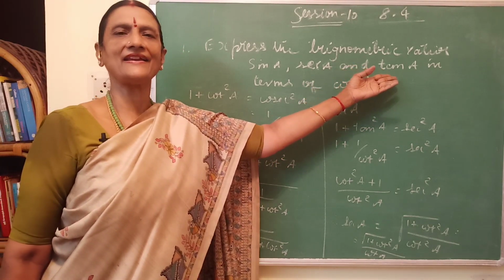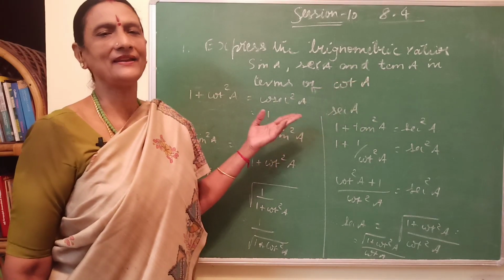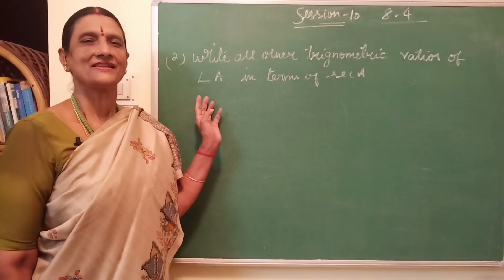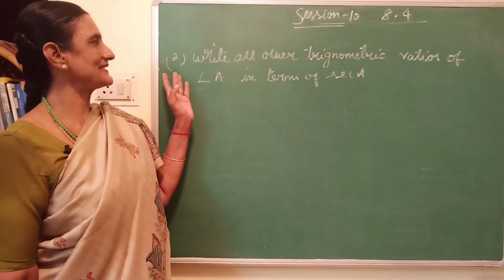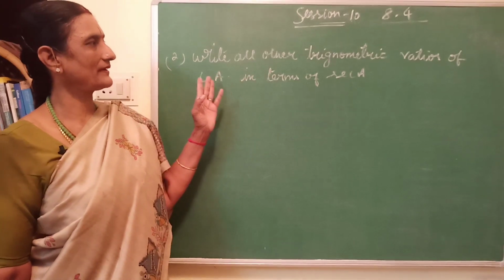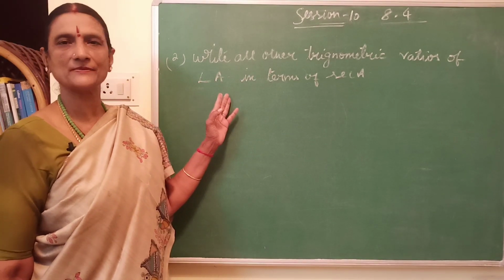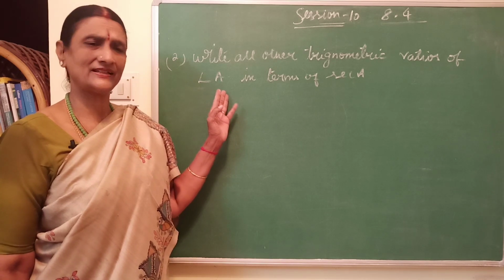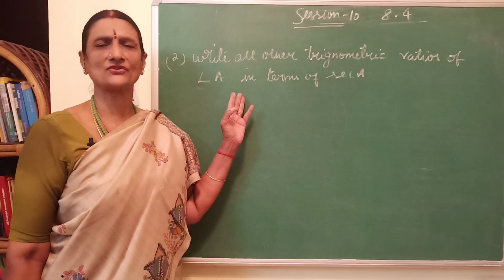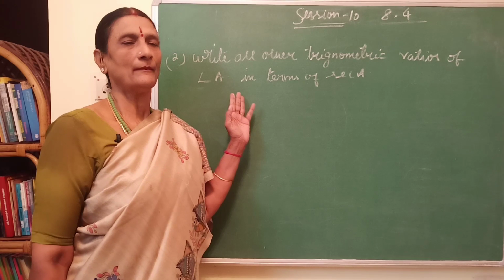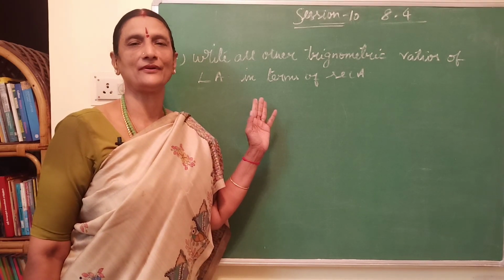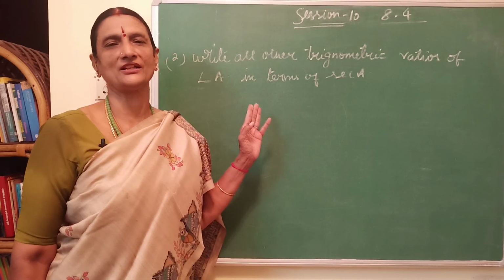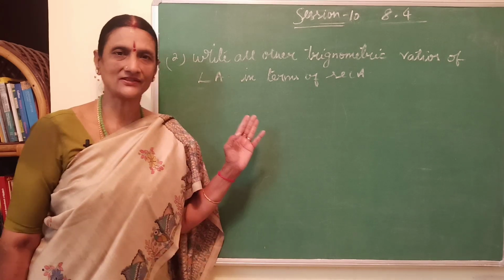So we can rewrite tan A as 1 by cot A. Finish. Children, we will move on to the second sum. Write all other trigonometric ratios of angle A in terms of secant A. Just like how we did our first sum, we have to use the same method. By using the identities, we will be able to write one trigonometric ratio in terms of the other. So we will just try.